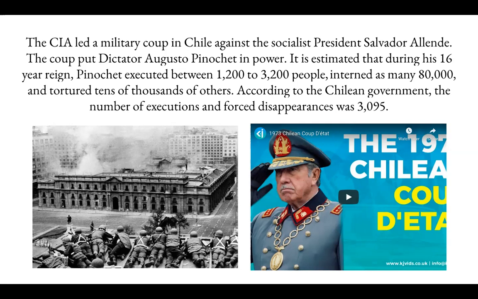This coup was led in September of 1973. Pinochet officially took power in 1974. The number of executions and forced disappearances during the time of his 16-year reign, so from 1974 until 1990, is estimated to be just over 3,000 people.